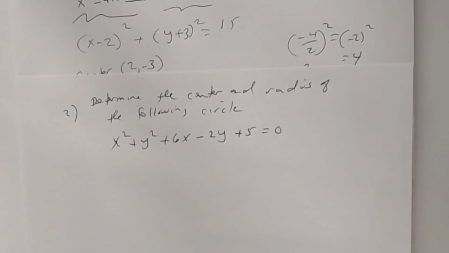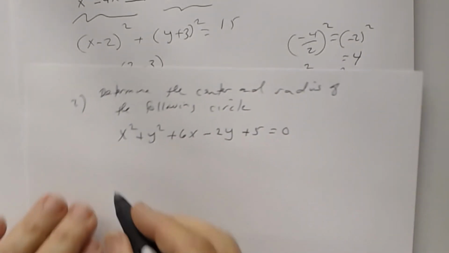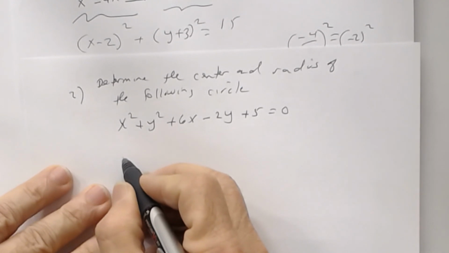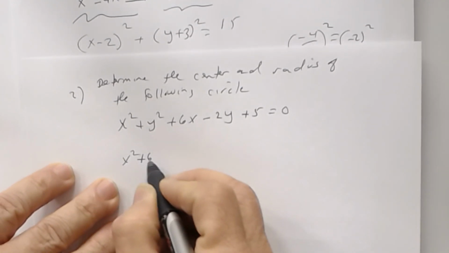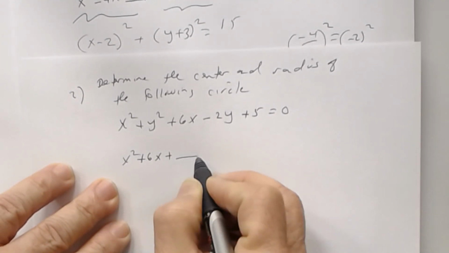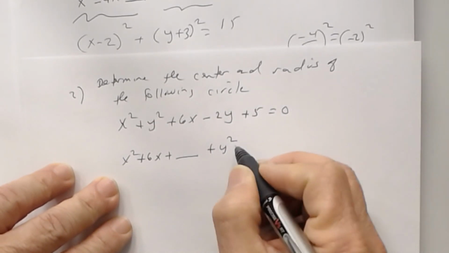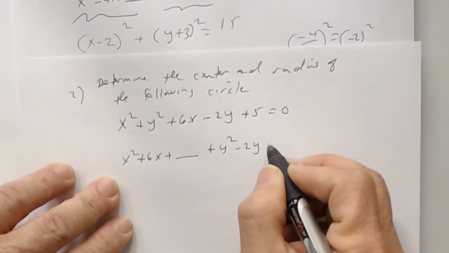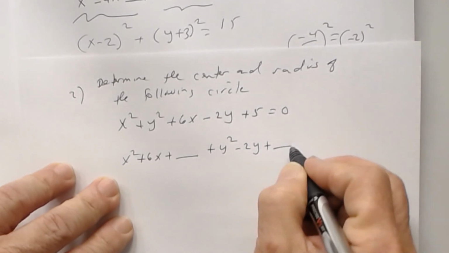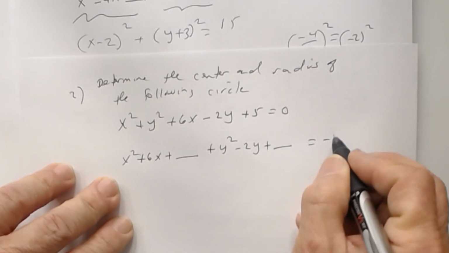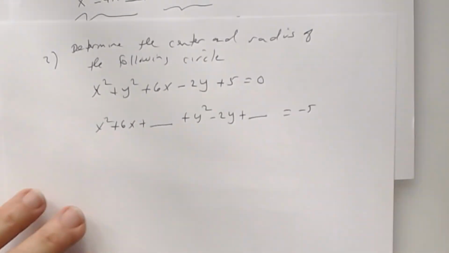All right, so I've got to complete the square. So I've got to put the x's together, I've got to put the y's together, and I've got to bring the constant to the other side. So tell me what to write. x squared plus 6x plus some space, plus what else? y squared minus 2y plus some space, equal what? Negative 5, right? Negative 5.